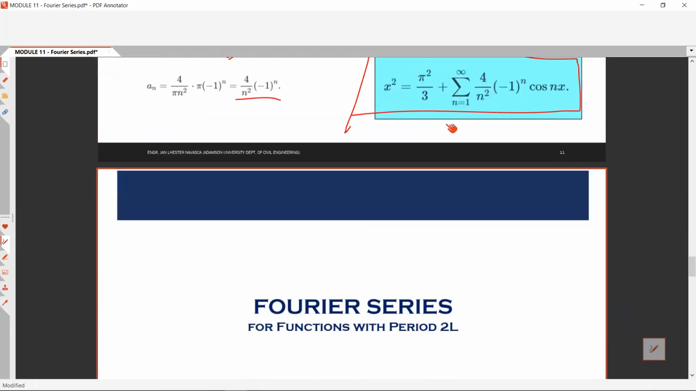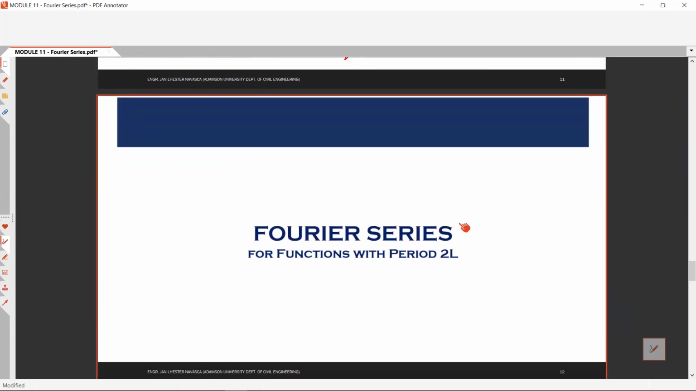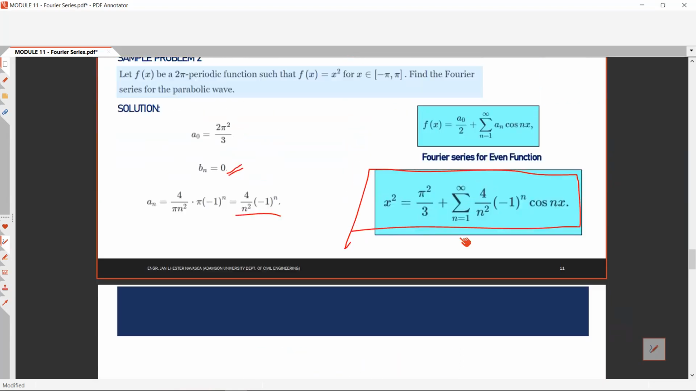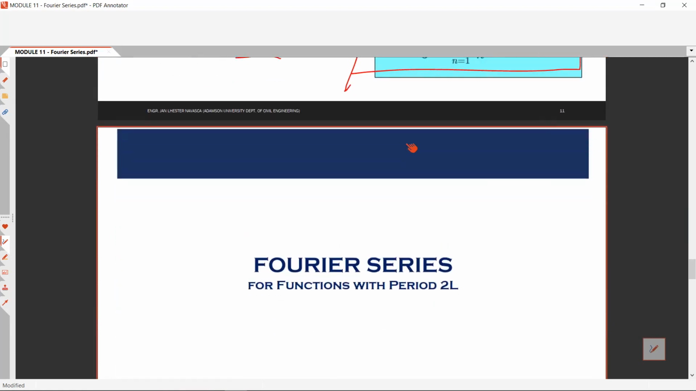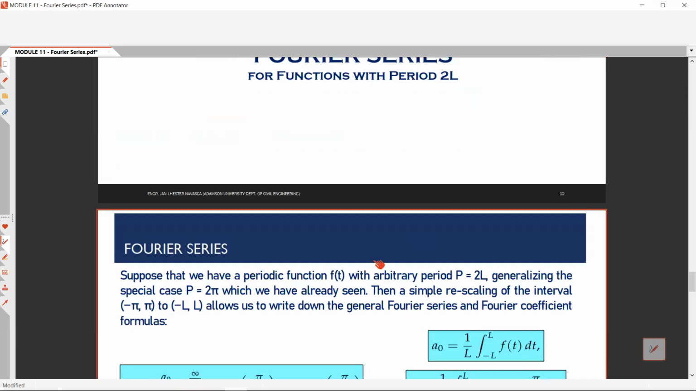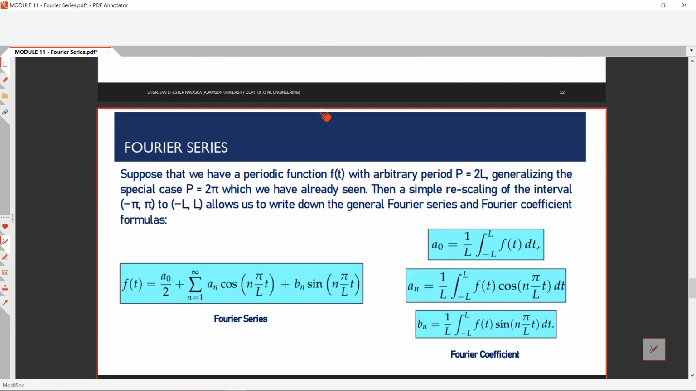Okay, so a Fourier series for functions with period 2L. So what if it is not 2 pi? So the period is not pi. What if the period is 2L, whereas L is any number? So this will be the general form, di ba? Mas general to. Suppose that we have a periodic function f of t with an arbitrary period T equals 2L. So generalizing the special case, whereas the special case is p equals 2 pi. So this is the more general form of the Fourier series.